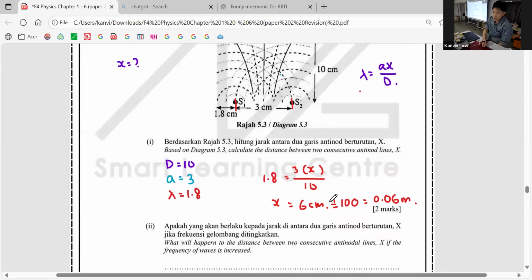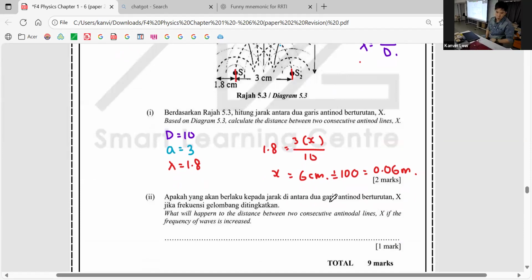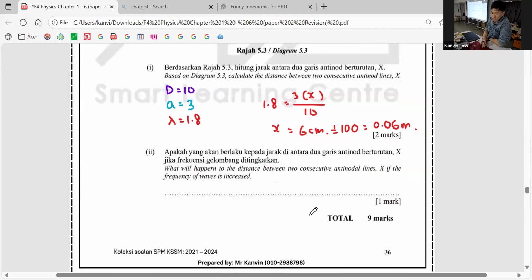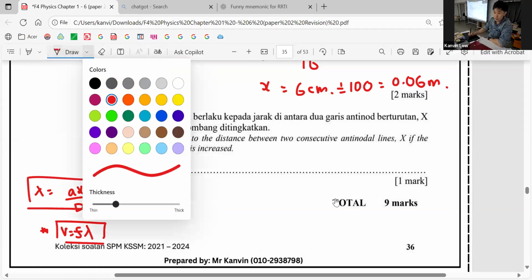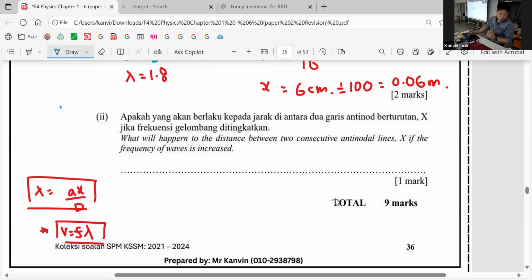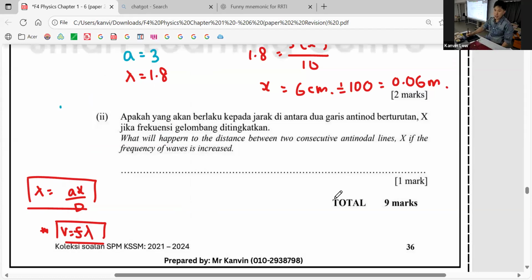I hope that you guys got the answers. And students, this question is tough. Have a look at the second question. What will happen to the distance between the two consecutive nodal lines x if the frequency increases? These involve two formulas. The first one, lambda equals ax over d. The second one, v equals frequency times lambda. You involve two of them, because for this one you just need to say decrease or increase.